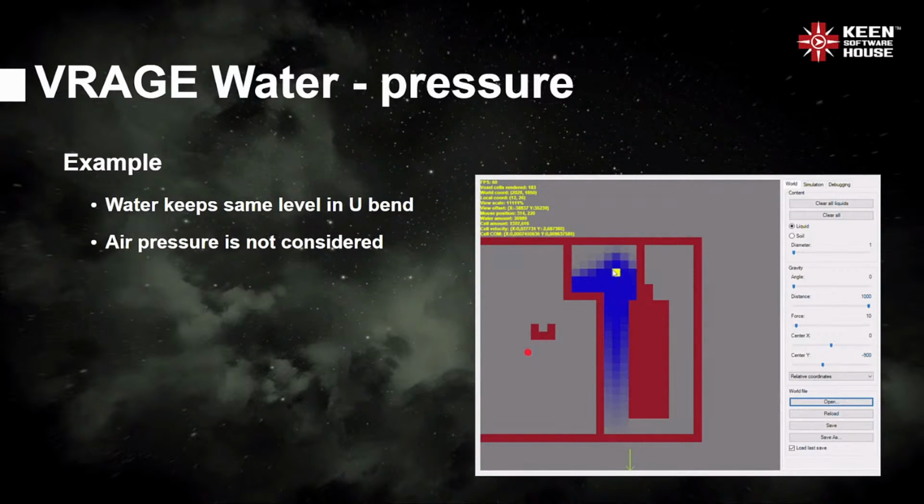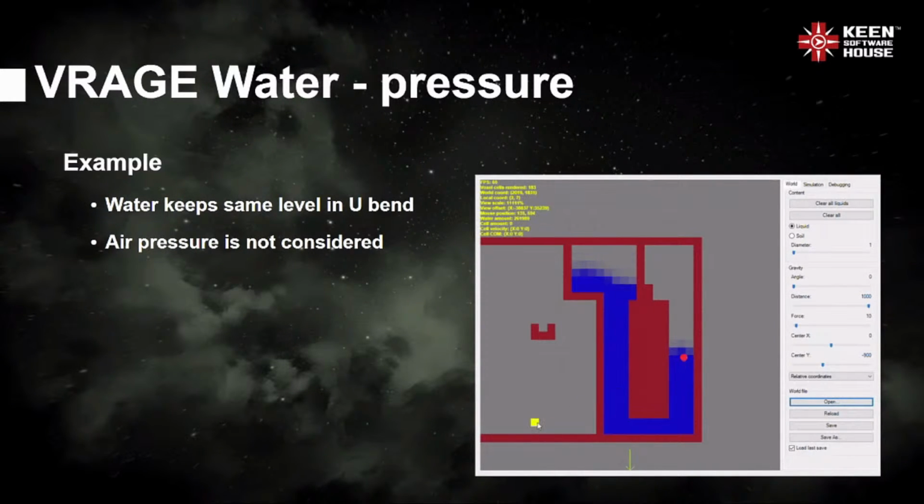You can see the example here. If water is put into this left side of the U-bend, it fills the right side of this U-bend very fast. And this is the behavior you would expect from water. So this must work in any case. And I need to say also that we are not simulating air pressure. So even if this is closed, water can get into this space.